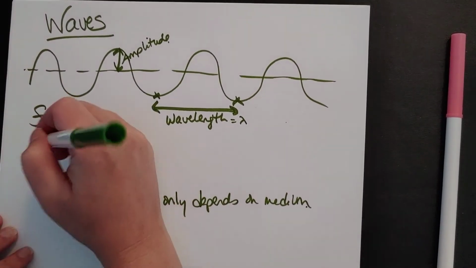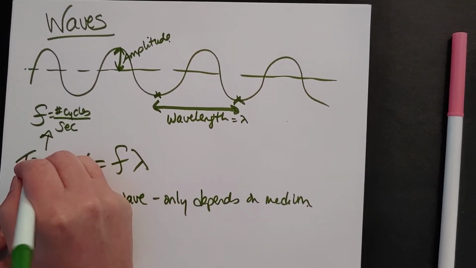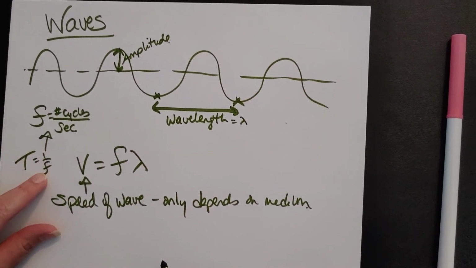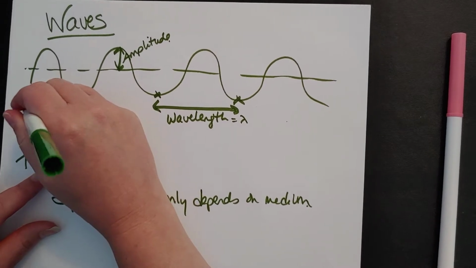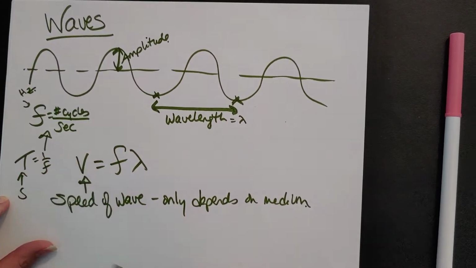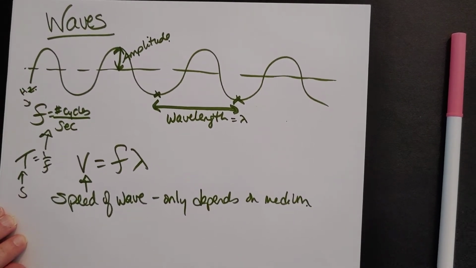There's another important quantity, and that's the period. The period is 1 over the frequency, right? So frequency is measured in hertz, and 1 over hertz is a second. Groovy.